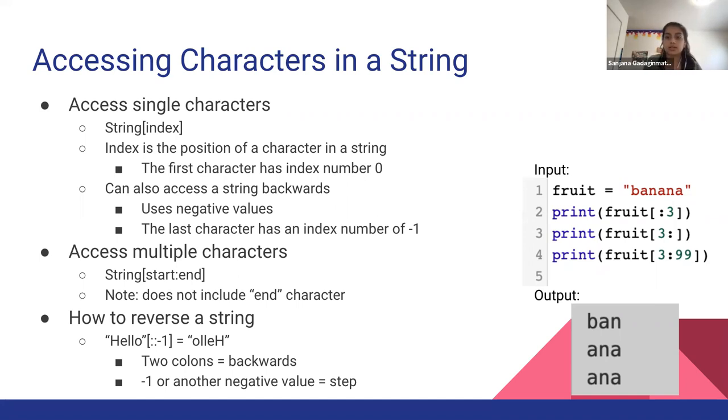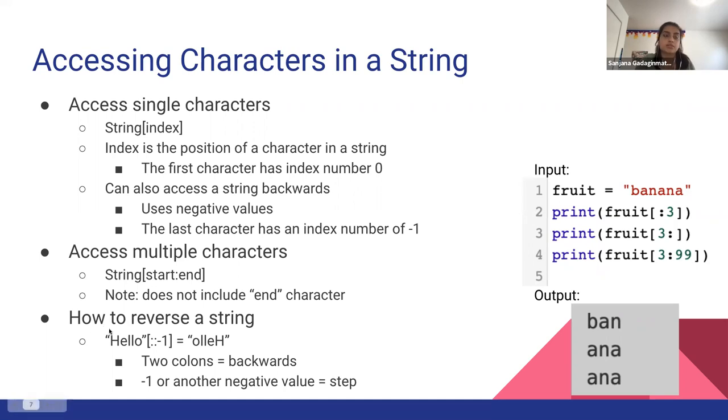Let's say you have the string hello world and you want to access only the hello. How you do that is string and then in brackets the start, which is the index start, that's included, and then colon the end, but that's not included. So you need to make sure when you have hello that it's not H-E-L-L instead of H-E-L-L-O. So you have to make sure that you have the last index number plus 1.